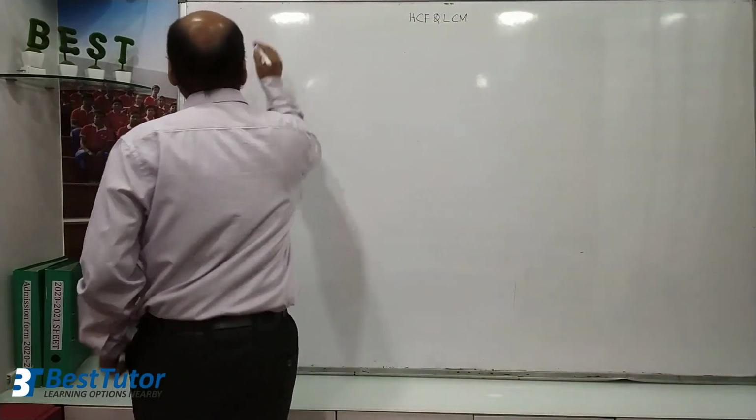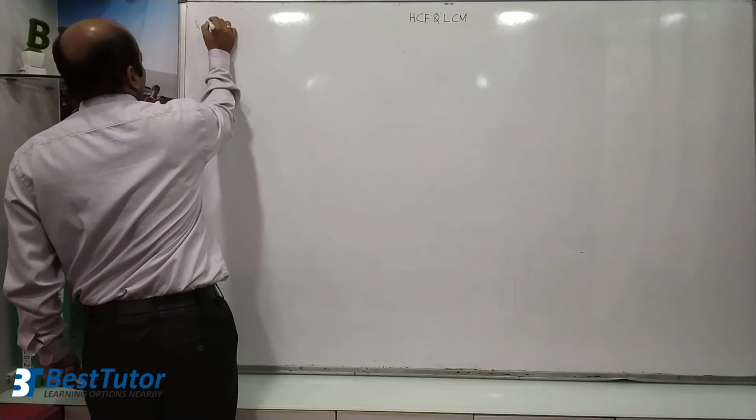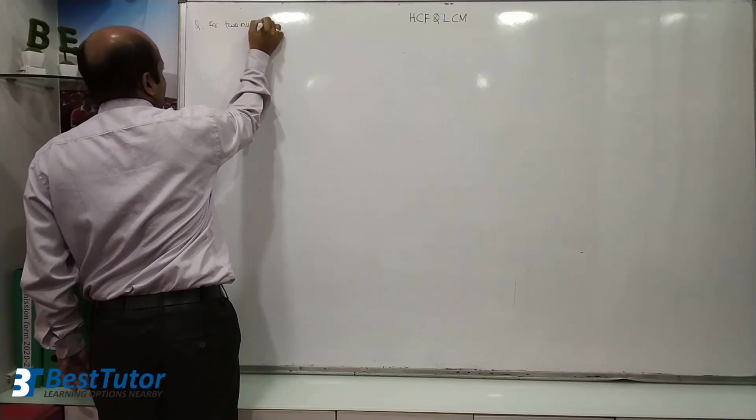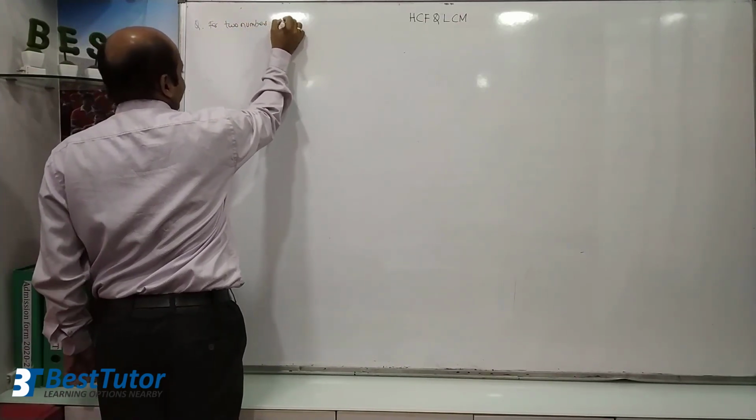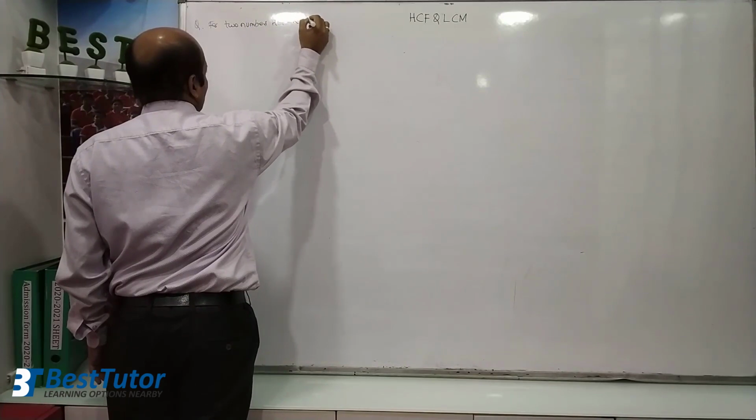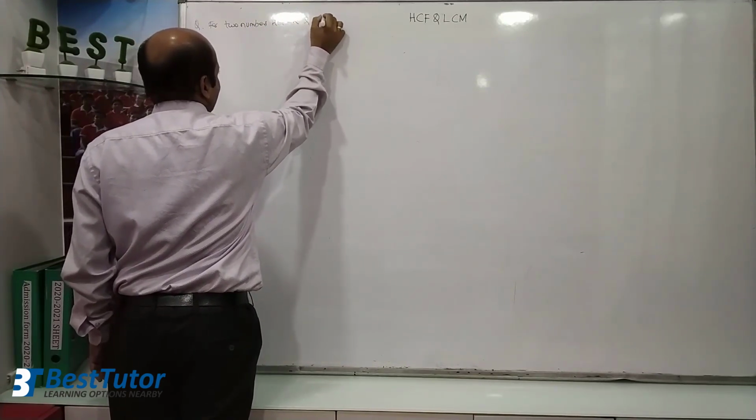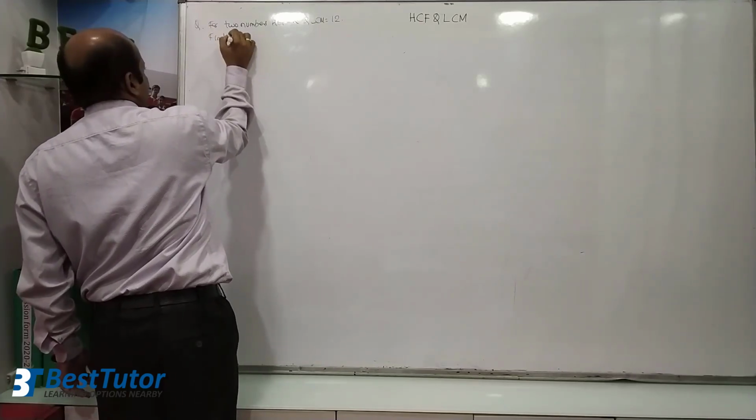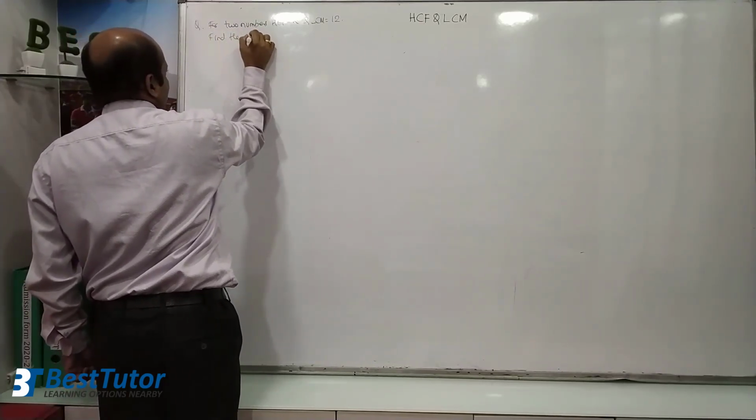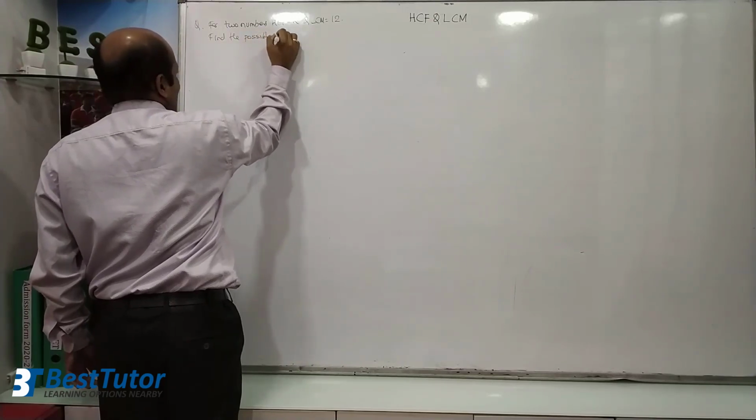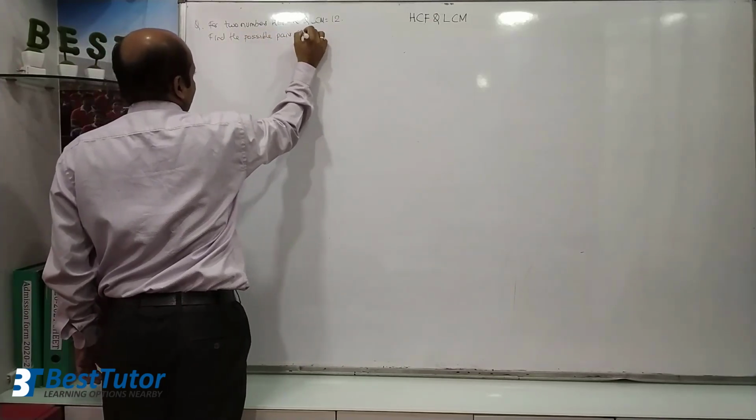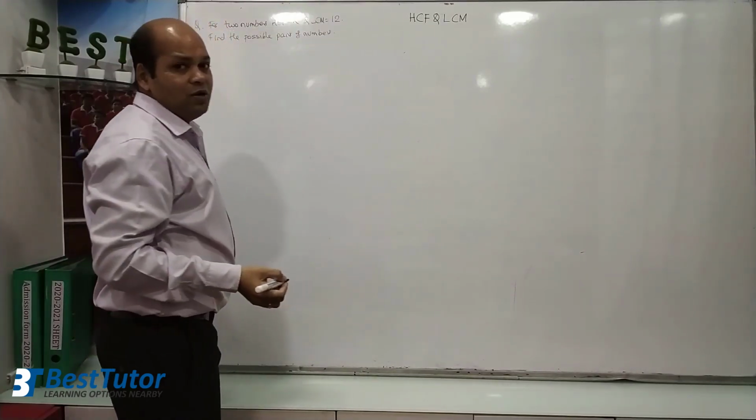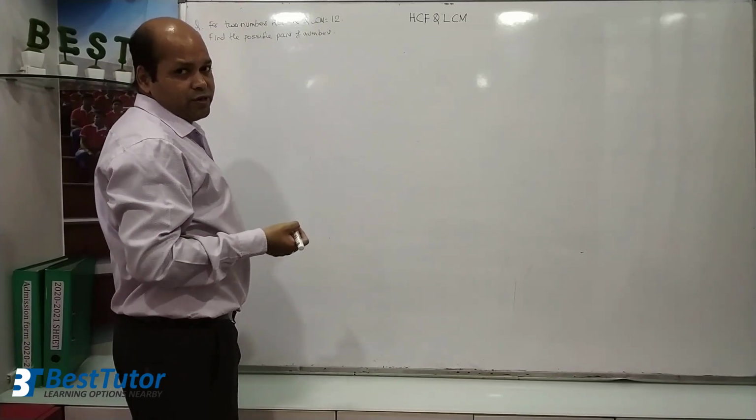Say, if I say that for two numbers, HCF is 2 and LCM is 12. Find the possible pairs of numbers. Find the possible pairs of numbers. How to go about it?